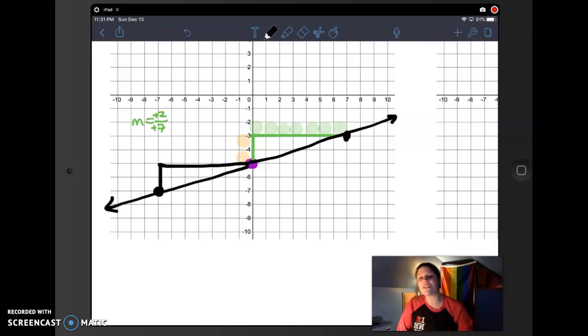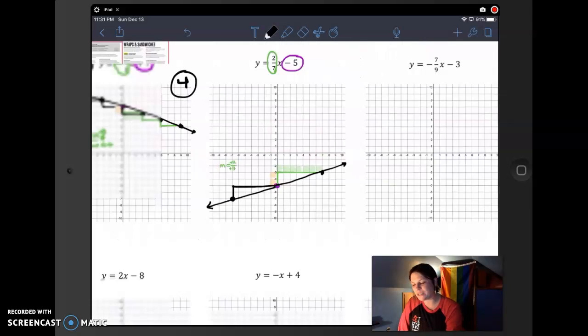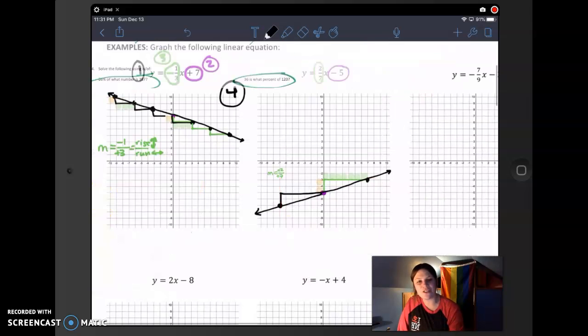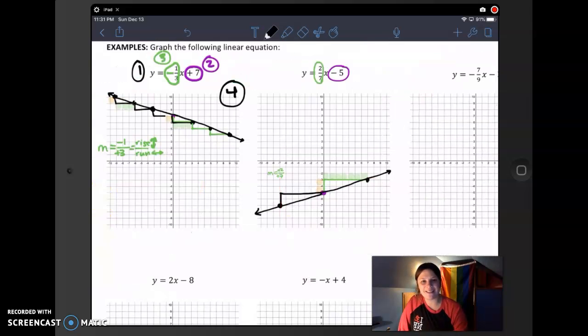Now, since our slope has such a long run, we can only fit 2 points on our graph, whereas this previous one, we got 3 points in each direction. So it's going to be different depending on what the slope is at the end. All right, next one.